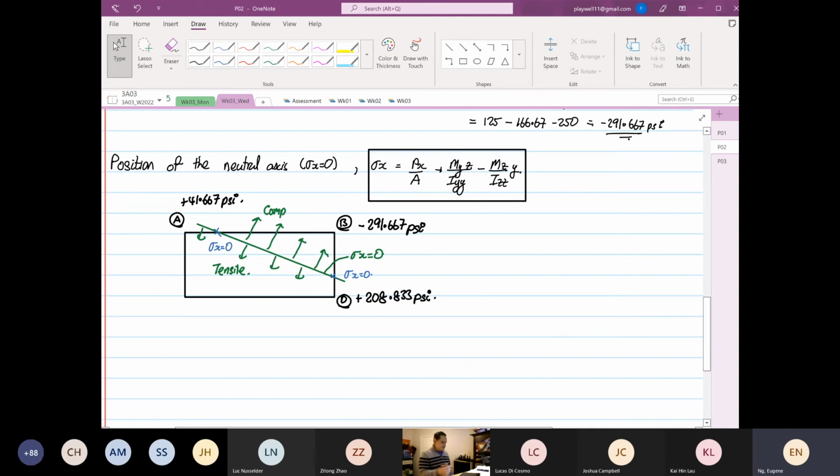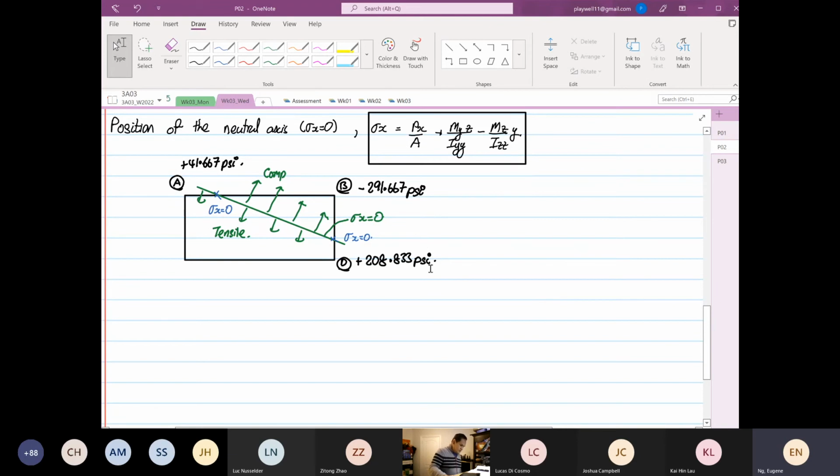So let's just use simple math for crying out loud. Don't do anything complicated. Okay, so I'm going to show you now the simple way of doing it. We just draw a line.